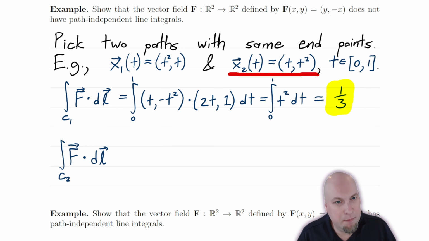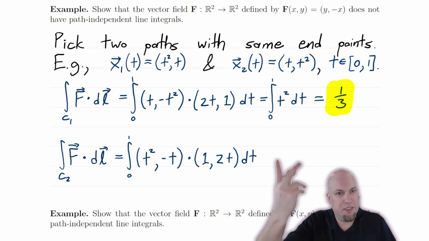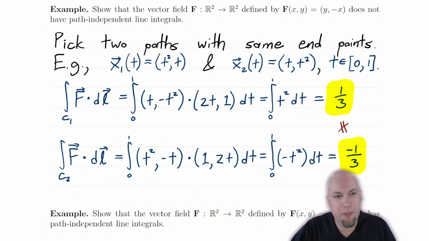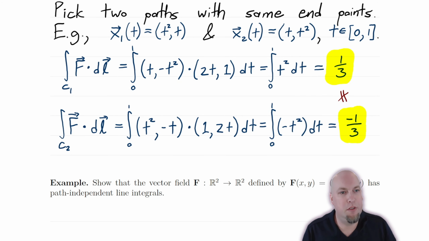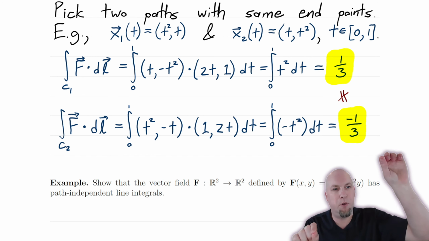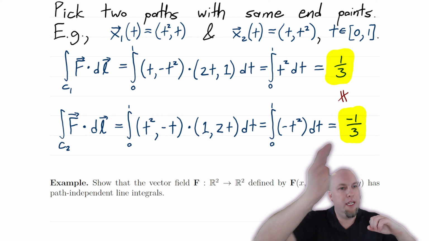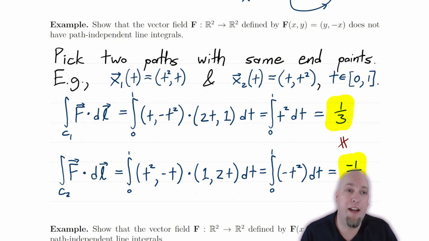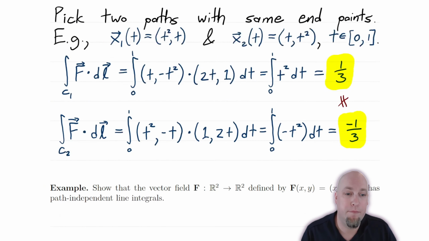If I do the parabolic arc going below the line y equals x, now this is the path x2, tracing out this curve C2, and some stuff flips around. This time x is t, so I get negative t in the second entry. y is t squared, so I get t squared in the first entry. Velocity vector, dot them together, compute that integral, and you're going to get negative a third. And wouldn't you know it, those are two different values. The vector line integral one way was a third, the other way was negative a third. Even though they start and end at the same points, the route that you took to get from one to the other mattered. So this vector field does not have path-independent line integrals.